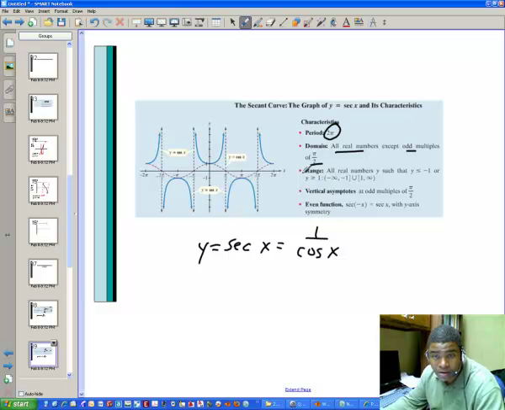at pi over 2. The range will be all real numbers such that y is less than or equal to -1, or greater than or equal to 1. In set notation, that is going from negative infinity to -1, including -1, and it also includes 1 to positive infinity. Vertical asymptotes are at the odd multiples of pi over 2. That will be pi over 2, 3 pi over 2, 5 pi over 2. And the secant is an even function, just as the cosine, so its symmetry is about the y-axis.